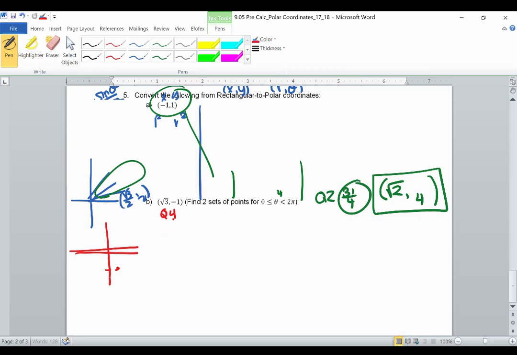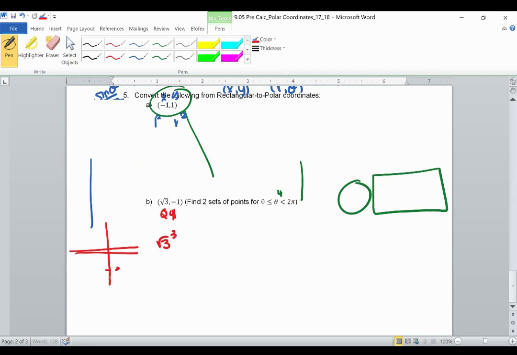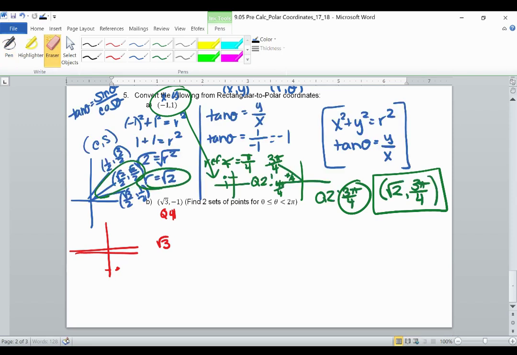So let's use our formula. We've got our Pythagorean theorem. So we're going to take rad 3 squared plus negative 1 squared equals r squared. That's 3 plus 1. 4 equals r squared. So r is going to be 2. So we're going to go 2 circles out.